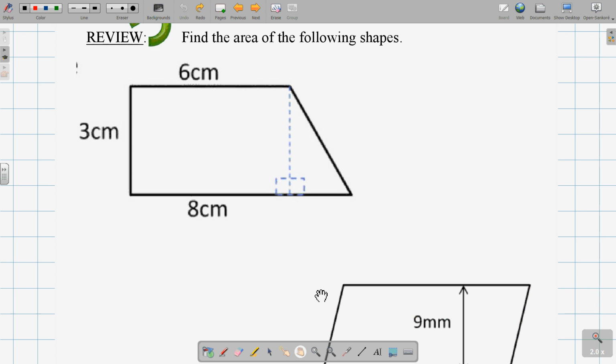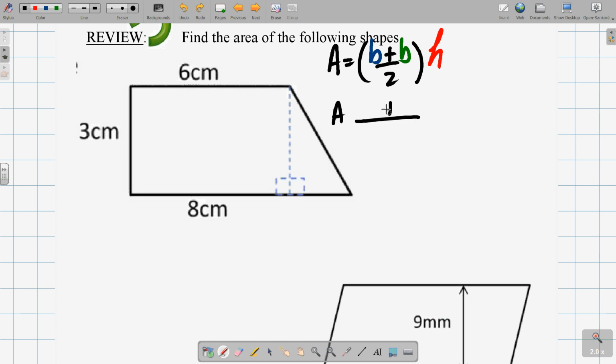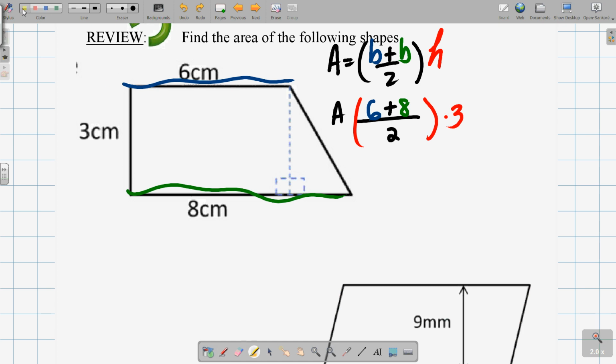Welcome back, friends. This is a trapezoid, so area equals the average of the bases times the height, which is the base plus base over 2, times the height. So my area is one base, which is 6, plus my other base, which is 8, over 2, times my height, which is 3. That's 14 divided by 2, which is 7, times 3. We have 21. Check for units: centimeters squared.